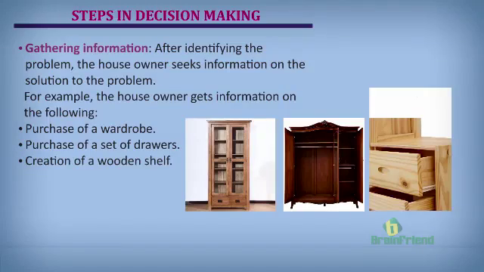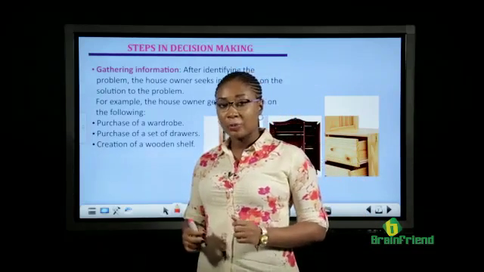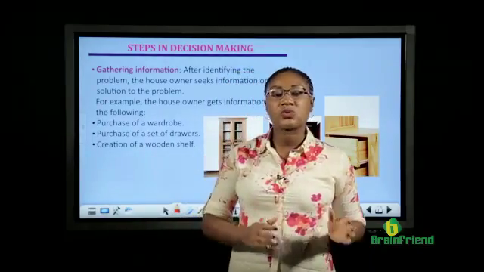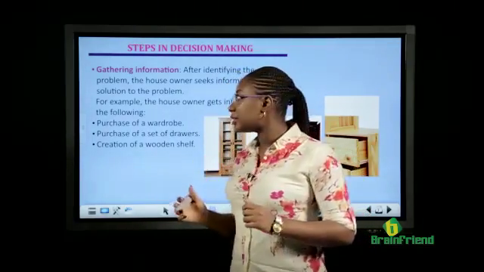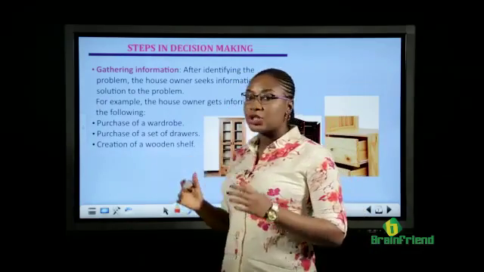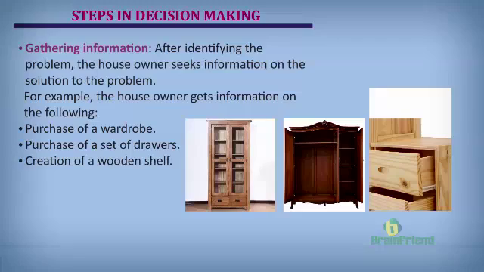Now, the second thing the house owner can do is to gather information. Now you've identified your problem. You know that you need space to store your clothing. Now you gather information. What type of space do you need? Do you need a wardrobe? Do you need a set of drawers? Do you need a wooden shelf? You get information about it.